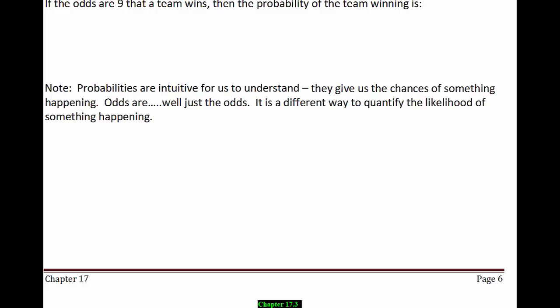If the odds are 9 that a team wins, then how do you compute the probability? Well, that's our one number formula. We gave you the odds in terms of one number, so that would be theta equals 9. And this means that the probability is theta over 1 plus theta, which is 9 over 1 plus 9, which is 9 over 10.